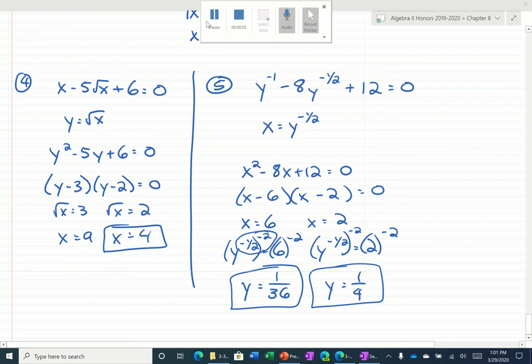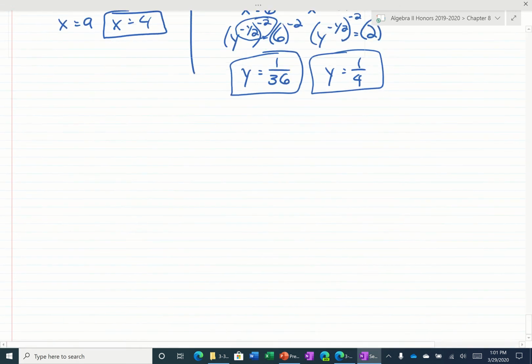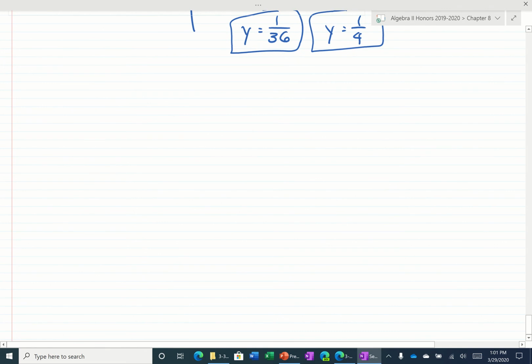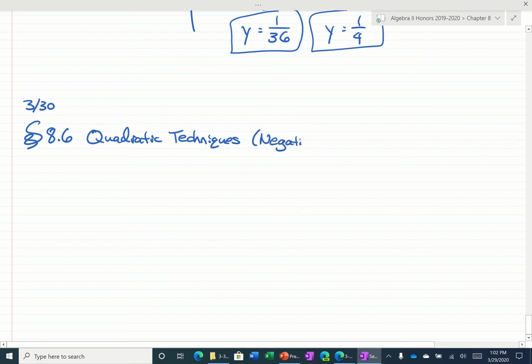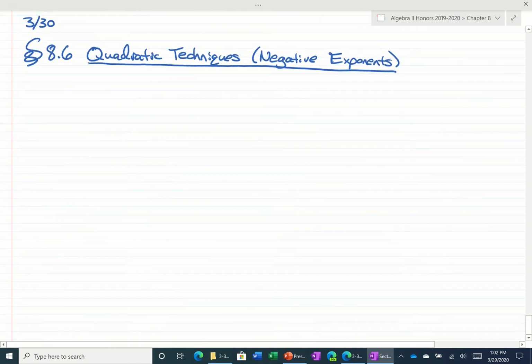Alright, so for today what I wanted to do is just finish up section 8.6 with a few more problems on negative exponents. So today is the 30th, and this is section 8.6. We're going to be talking about quadratic techniques with negative exponents. Okay, so I had three examples for us today.